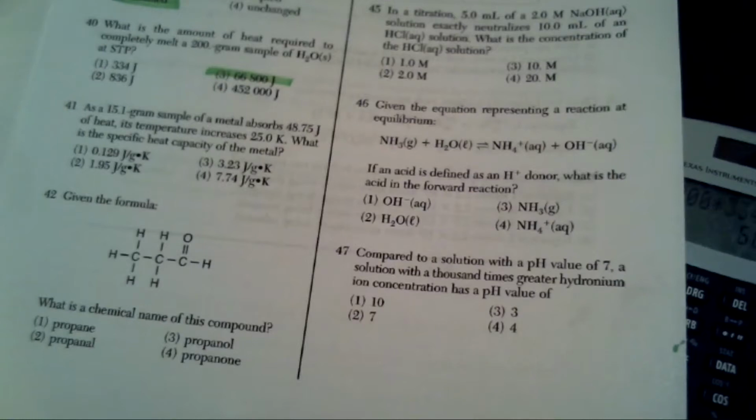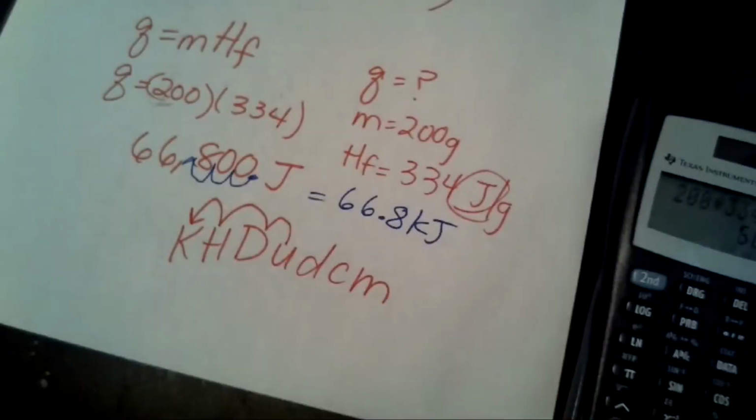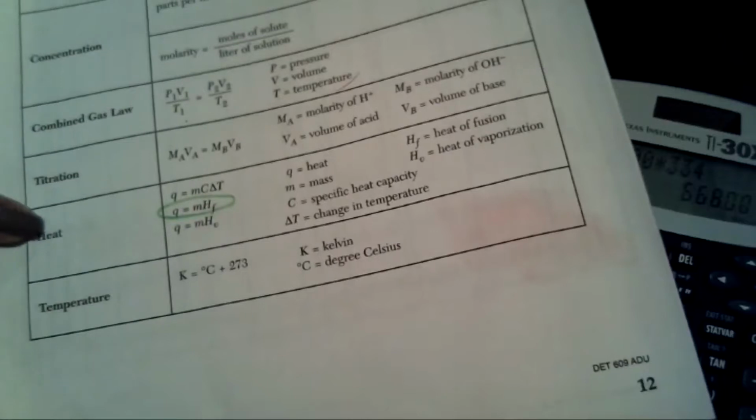Still nobody's asking questions, so I'm moving on to 41. A 15.1 gram sample of metal absorbs 48.75 joules of heat. Its temperature increases by 25 Kelvin. What is the specific heat capacity of the metal? Okay, again, talking about heat. I'm going to go back to table T, where we're talking about heat here.